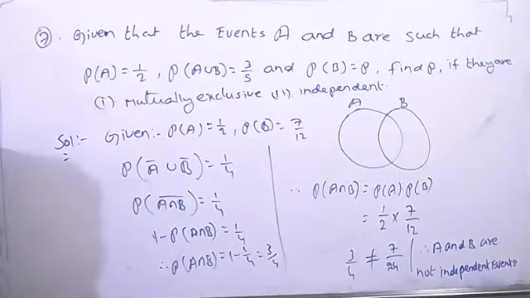Given that the events A and B are such that the probability of A is 1 by 2, the probability of A union B is 3 by 5 and the probability of B is P, find P if they are first, mutually exclusive and, second, independent. The two cases we have to find now.